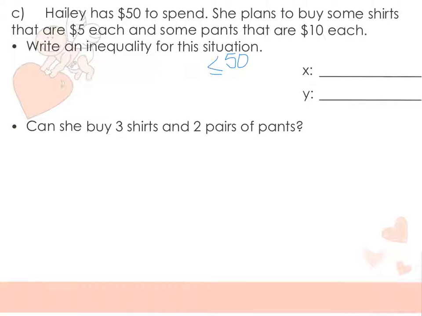So on the other side here, it says she plans to buy some shirts. That doesn't really tell us anything mathematically. That are $5 each. Ooh, here's a number. And we know each, hopefully you're recognizing, means multiply. So I'm going to have 5, and we don't know how many shirts she's going to buy. So I'm going to say that's my X. So X will represent her shirts.